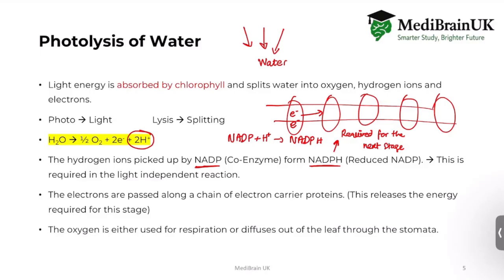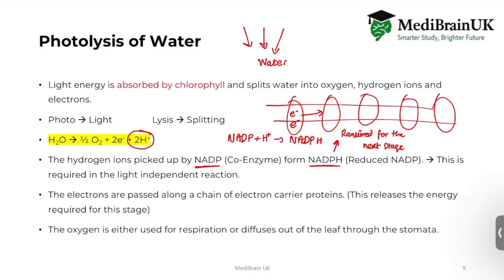Okay, and then the hydrogen ions are going to combine with a coenzyme which is known as NADP. Once they've combined with that coenzyme, it has gained a hydrogen. Reduction is the gain of hydrogen, so it becomes NADPH. And NADPH isn't required for this stage of photosynthesis. It's required for the next stage of photosynthesis. That's when it's going to be used. Okay, so that's the photolysis of water. That's the first stage done.